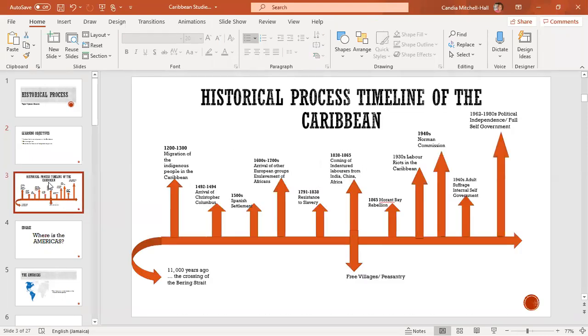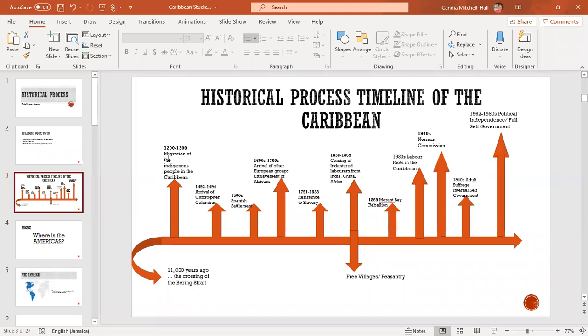Now, when we're talking about the historical process, are you seeing the timeline clearly? Yes, sir. Good. When we talk about the historical process, ladies, we're really talking about a timeline of Caribbean history. What happened during the period? So we know 11,000 years ago, some people came to the Americas. They settled in North America, Central America, South America, and ventured into the Caribbean.